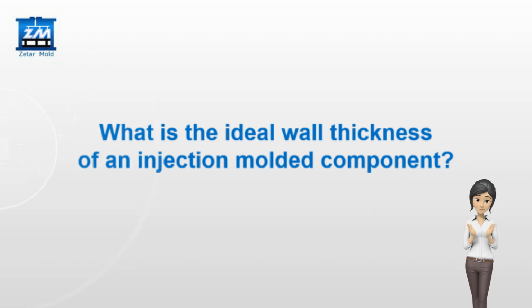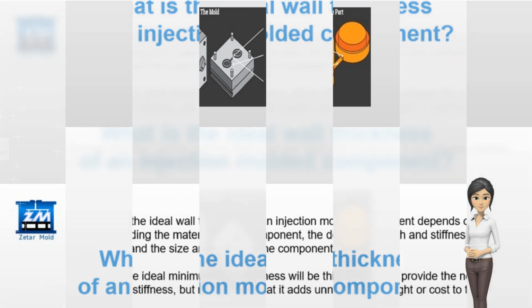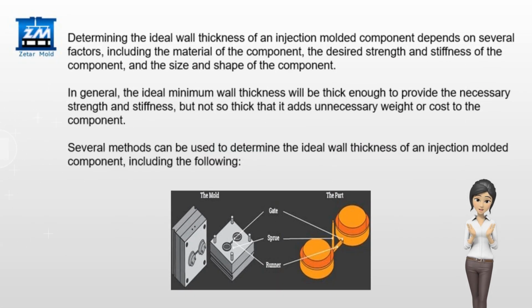What is the ideal wall thickness of an injection molded component? Determining the ideal wall thickness of an injection molded component depends on several factors, including the material of the component, the desired strength and stiffness of the component, and the size and shape of the component.